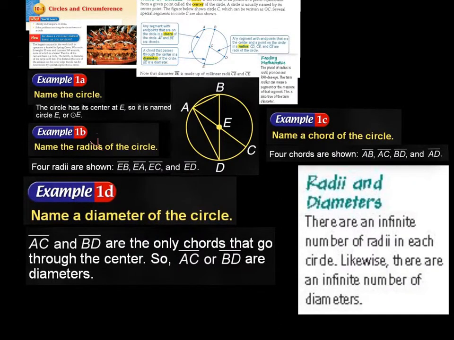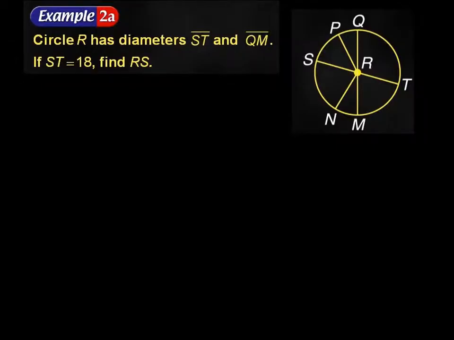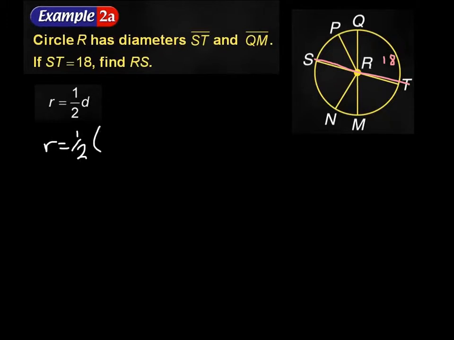There are an infinite number of radii in each circle. Likewise, there are an infinite number of diameters. Circle R has diameters ST and QM. If ST is 18, find RS. Well, radius is half the diameter, so r is going to equal 1/2 d. The diameter they said was 18, so half of 18 is 9. And yes, I know there are no units. There should be units.